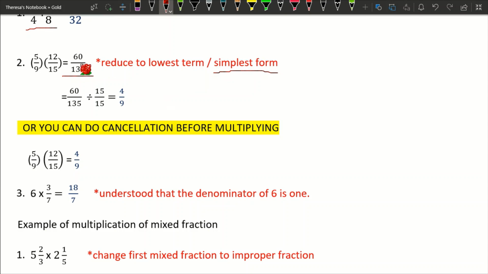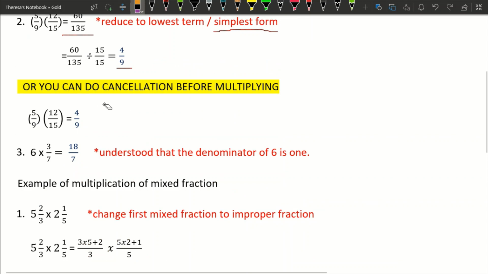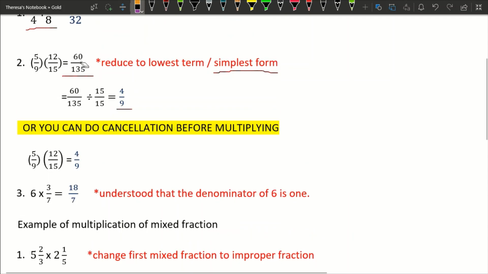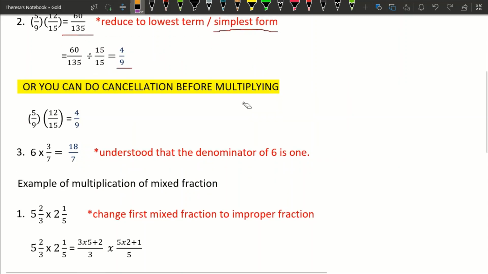Alright? So, here, 60 is divisible by 15. 135 is also divisible by 15. So, therefore, pwede natin silang i-divide pareho ng 15. So, 60 divided by 15, that is equal to 4. And 135 divided by 15, that is equal to 9. Alright? So, this is our final answer. Or, pwede rin naman, para hindi kayo mahirapang mag-isip ng GCF niya, we can also do cancellation before multiplying.